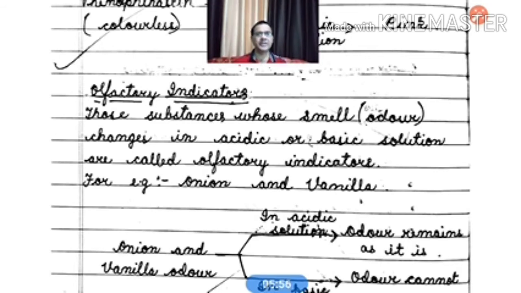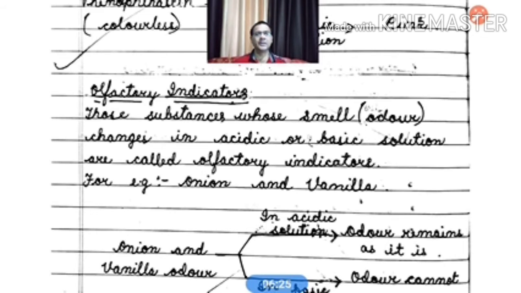It means just by smelling we can tell whether the given liquid is acid or base. For this purpose mainly we take the onion and vanilla. All of you know very well, onion has a unique smell, vanilla also has a unique smell. So onion and vanilla can also be used to distinguish acid and base. Since they have the unique smell, they can be used to differentiate acid and base.